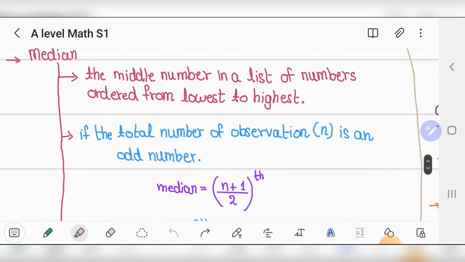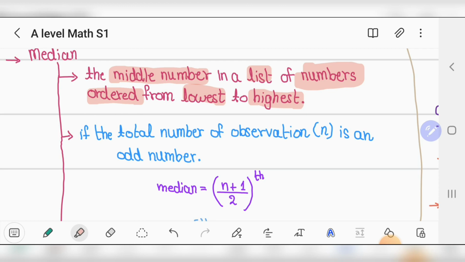The median is the middle number. For example, if we have numbers from 0 to 10 and need to find the median, we use a formula and take the middle number. That middle number is the median. It is the middle number in a list of numbers ordered from lowest to highest. Always remember, whenever we take the median, we make sure the order is from lowest to highest to make it easier.